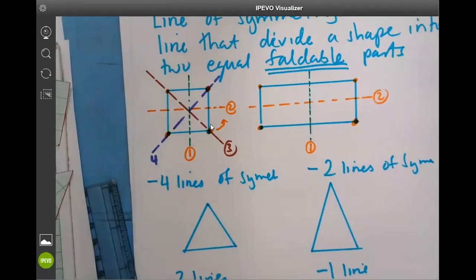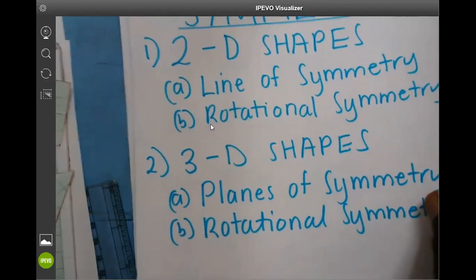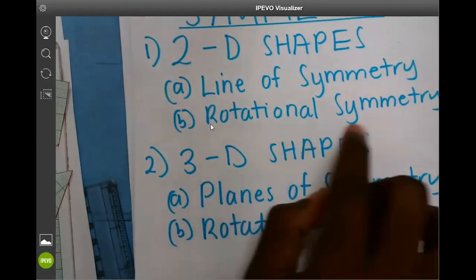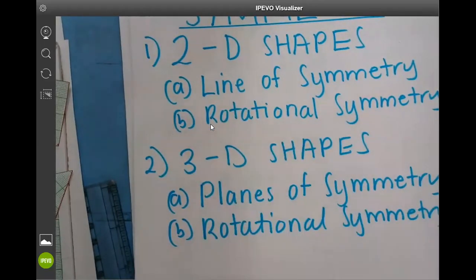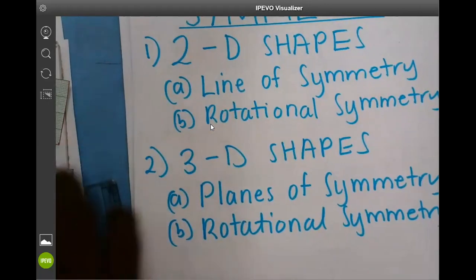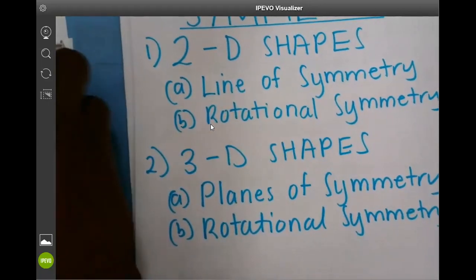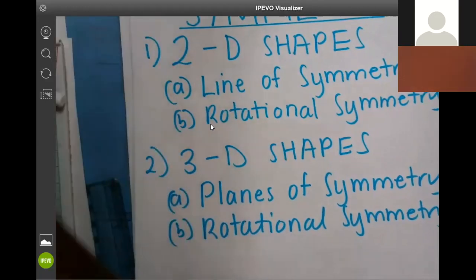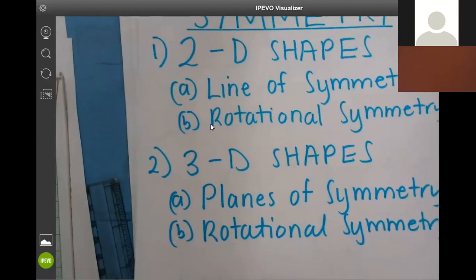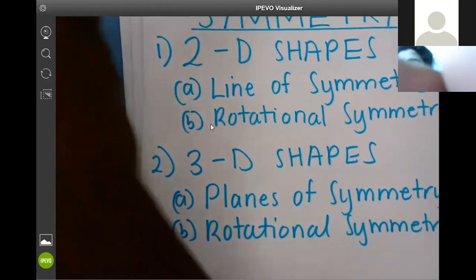So that is a presentation which shows lines of symmetry. Now, after looking at lines of symmetry, we said we shall go and look at rotational symmetry. Now, rotational symmetry is about rotating.